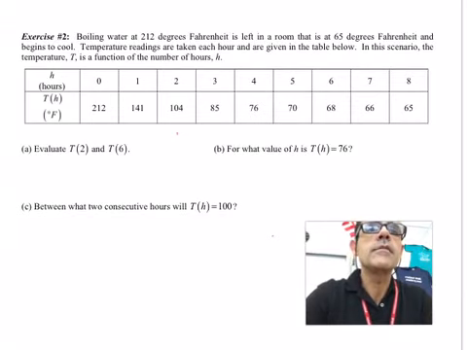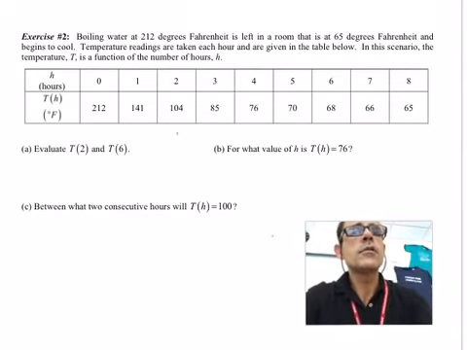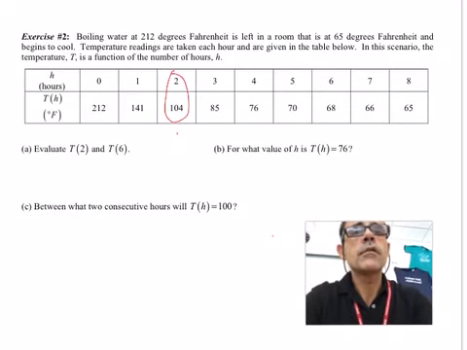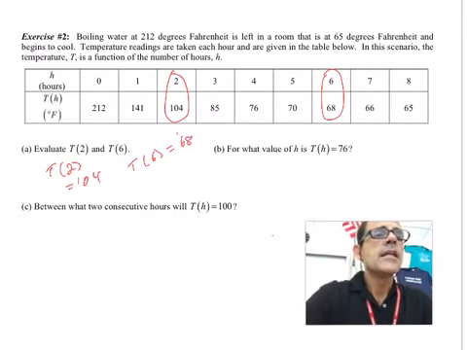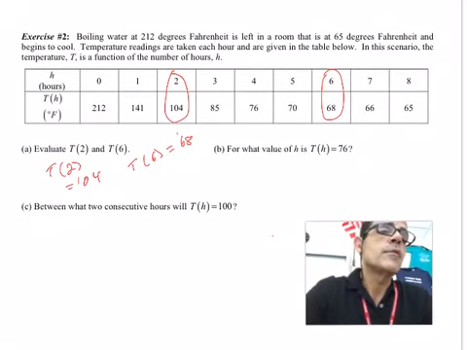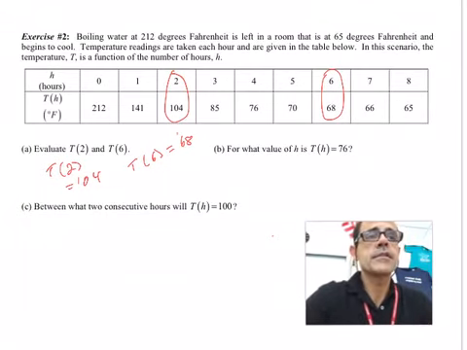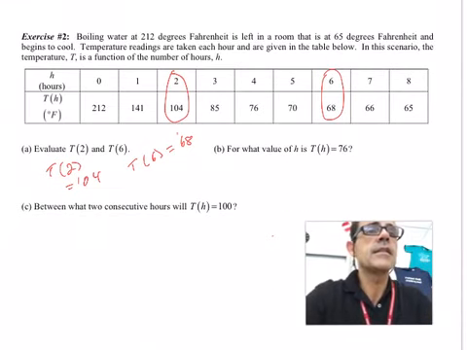I can only tell you what T of 0 through 8 is. I can't tell you what T of a half or 1 and a half is, but I can tell you what 1 to 8 is, all the integers. So T of 2 is right here. T of 2 is 104. And then T of 6 is right here. T of 6 is 68. Now it asks you for what value of H, in other words, what input value is the temperature 76. So you got to find 76 on the T of H value or the Y value and figure out that it's at 4. So H is equal to 4.